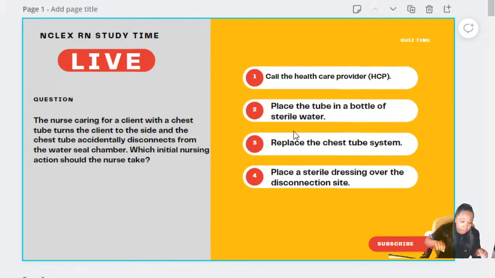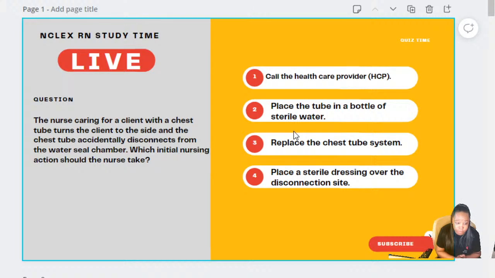We don't want air to go through to the patient, right? Normally the tube is still connected to the patient, but it is disconnected from the chamber. So we will put the tube into a bottle of sterile water. That will stop any kind of leak, any kind of air from getting to the patient. This is how you answer that question.